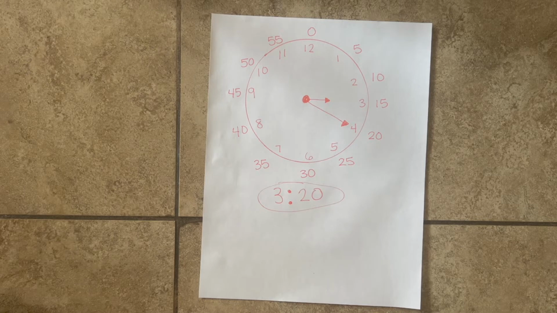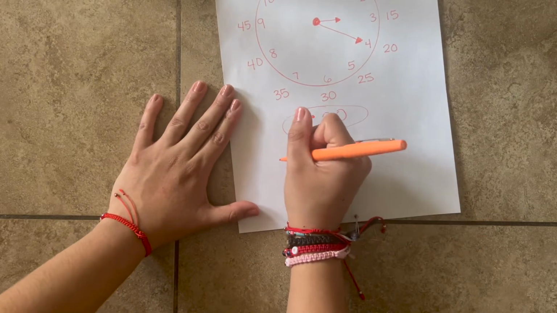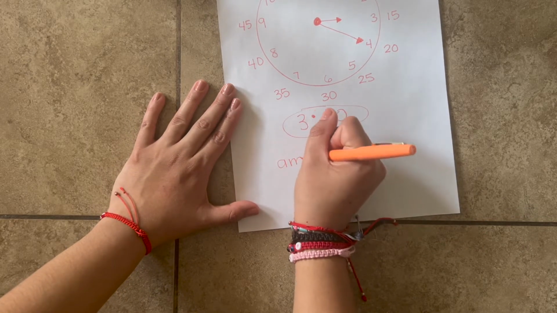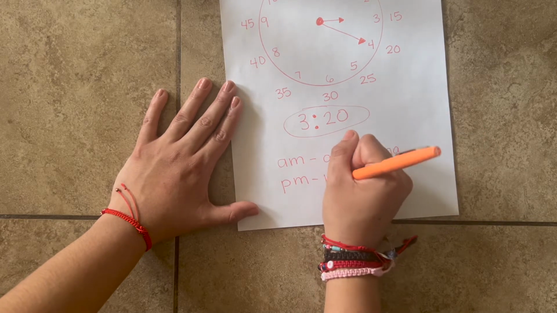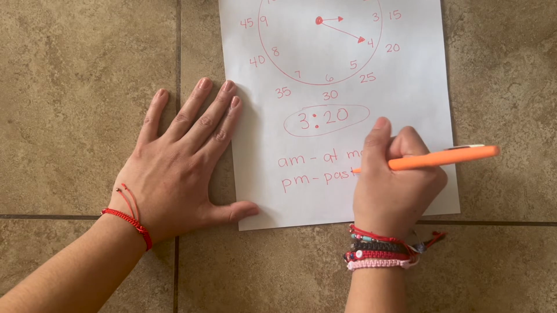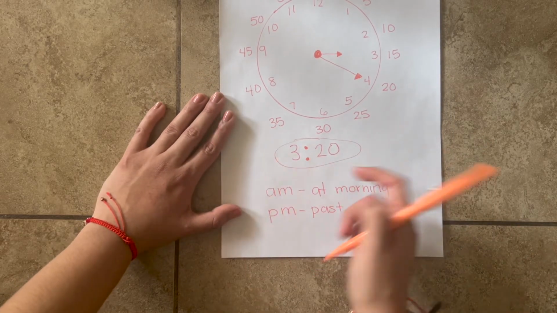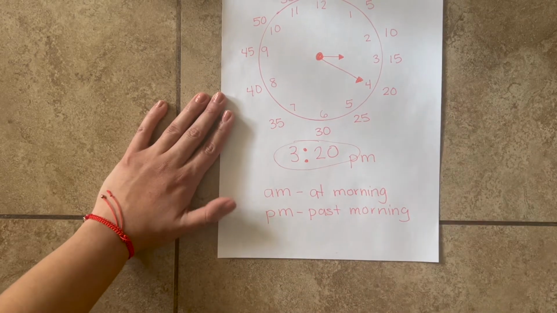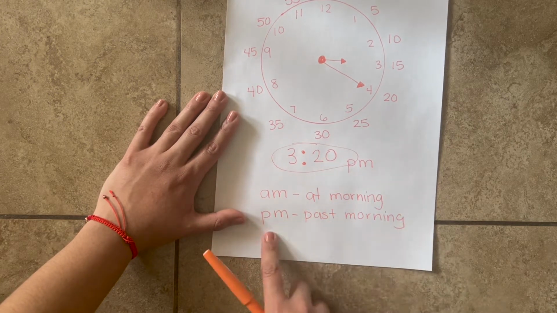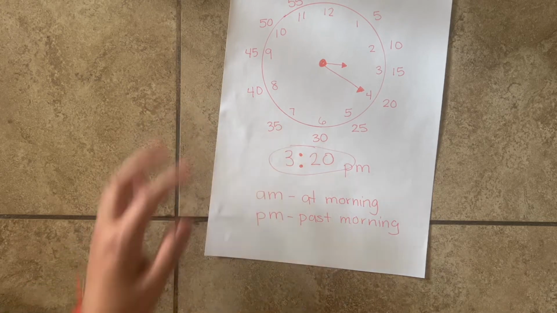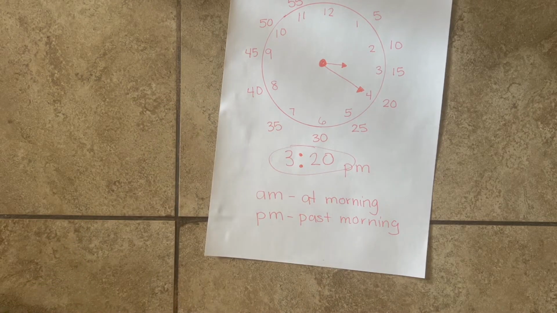Now, another important thing to know is AM versus PM. AM means at morning, and PM means past morning. So, if this read 3:20 p.m., that would mean it is 3:20 hours past morning. So, that would mean that it would be in the afternoon.